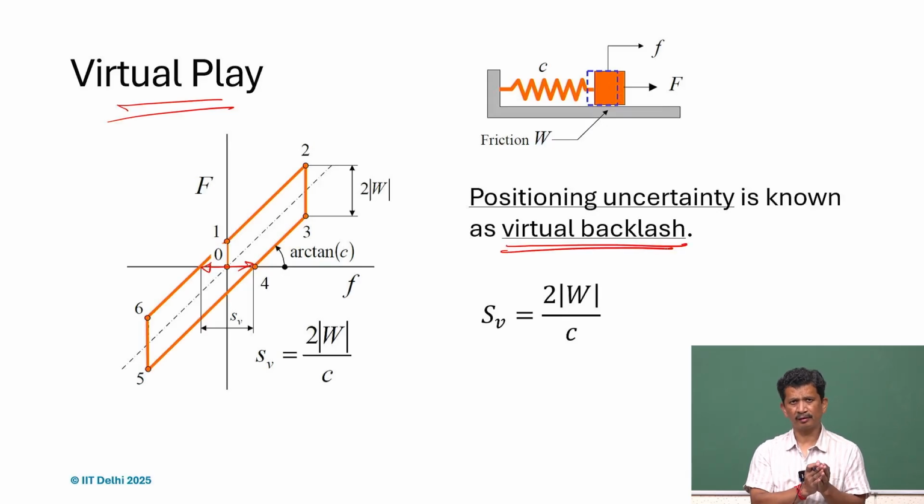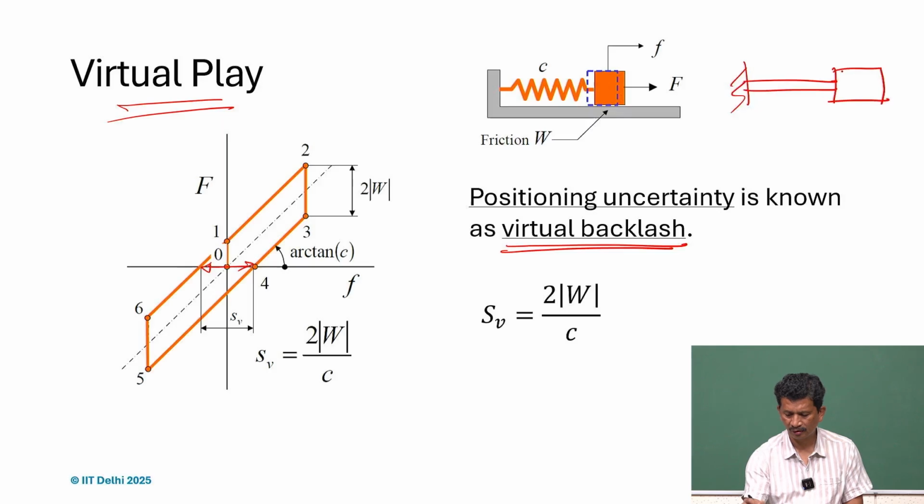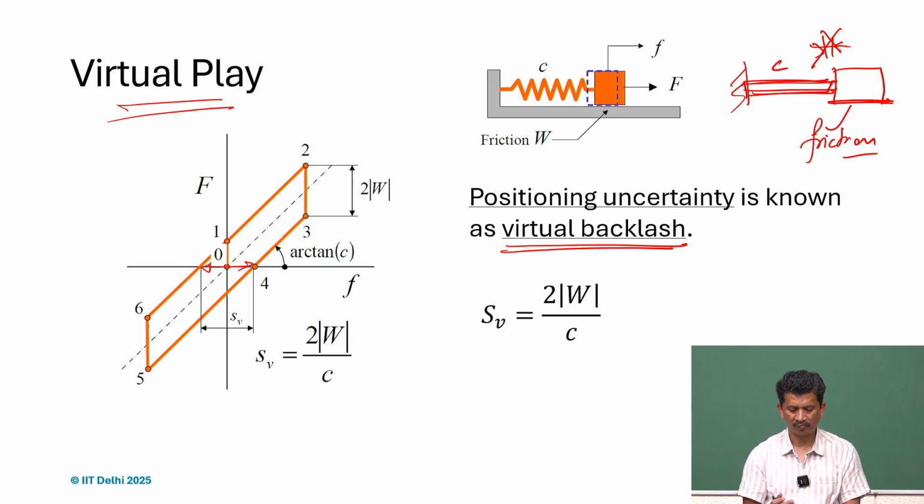It behaves like a play, a backlash. There is some kind of clearance, but in reality, the body can be rigidly connected, not rigidly, but connected by a member. But there is no gap in between. There is no gap. But still, because of this friction and this limited stiffness of this bar, we experience that, and that's why it's called virtual backlash. And this is the positioning uncertainty we will have all the time.